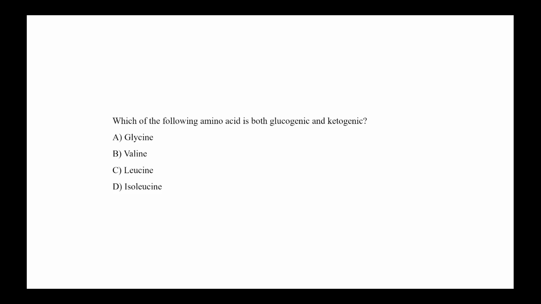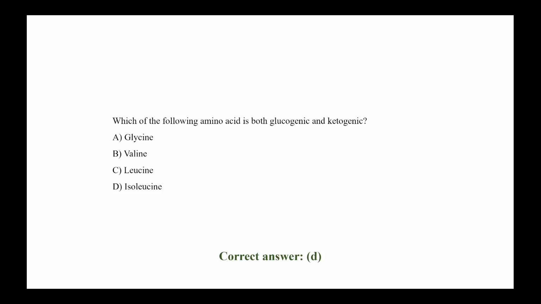Which of the following amino acids is both glucogenic and ketogenic? Glycine, valine, leucine, isoleucine. Which of the following amino acids is both glucogenic and ketogenic? Glycine, valine, leucine, and isoleucine. You are saying option C, leucine.